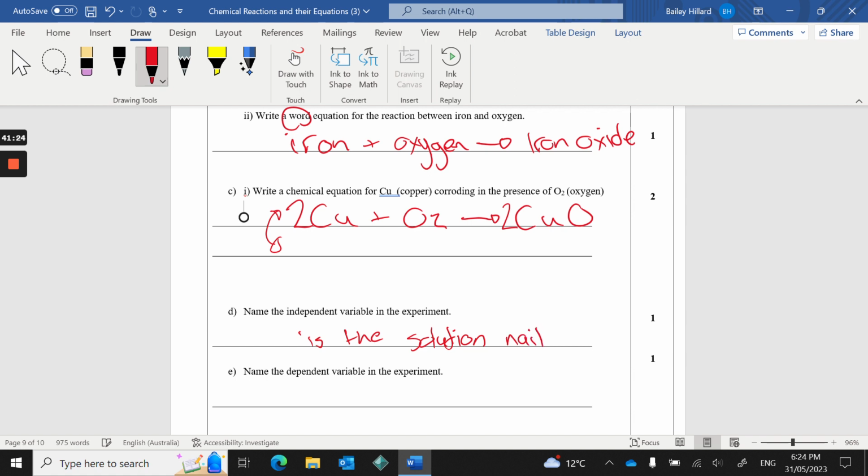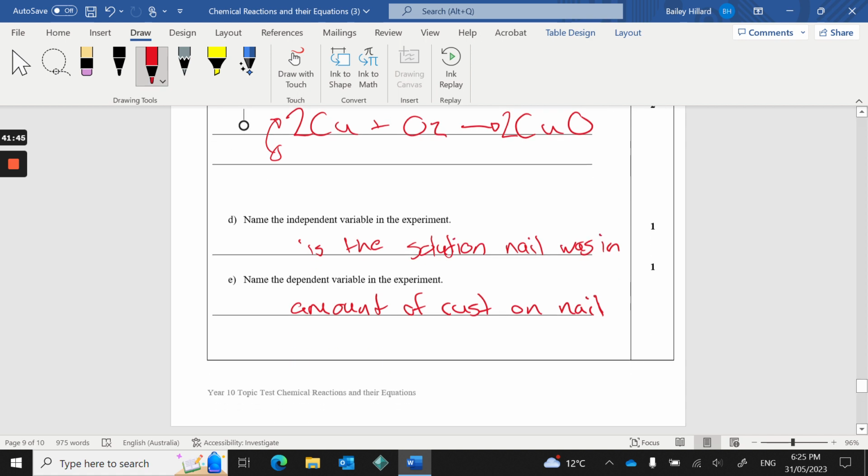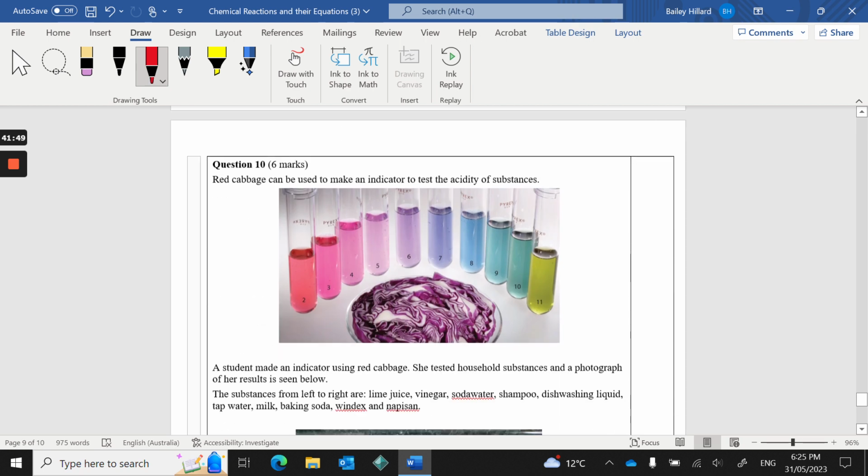Nail was in, okay, because that's what they changed. And the dependent variable was the amount of rust on nail. Okay, because remember, the independent variable is what you change, and the dependent variable is the thing that changes because you change the independent variable, or it's what you're measuring.